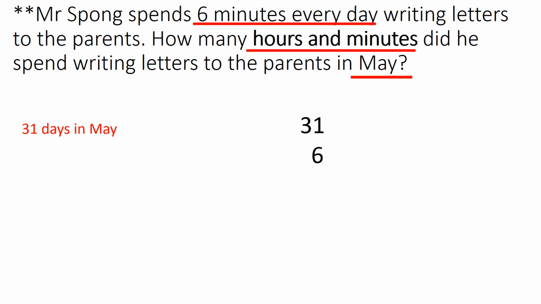So I know I need to do 31 times 6, so 31 lots of 6. So I need to obviously put my multiplication symbol, and I'm setting it up in the column method. So I'm going to do 6 times 1, which I obviously know is 6, so I'm going to put that underneath. And then I'm going to do 6 times 3, or 6 times 3 tens, which I know would be 18. So I'll put that underneath there. So I know that that's 186 minutes. So that's how long he has spent in just minutes writing letters to the parents in May.